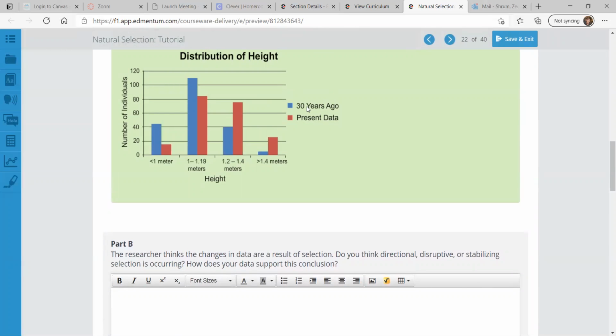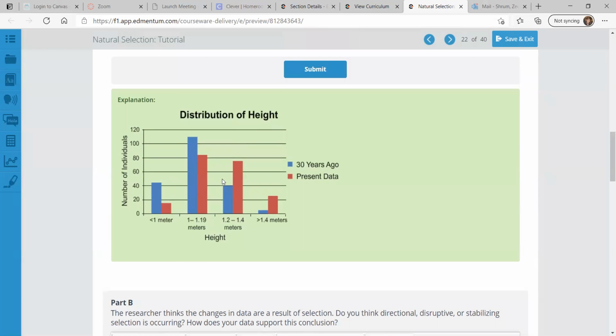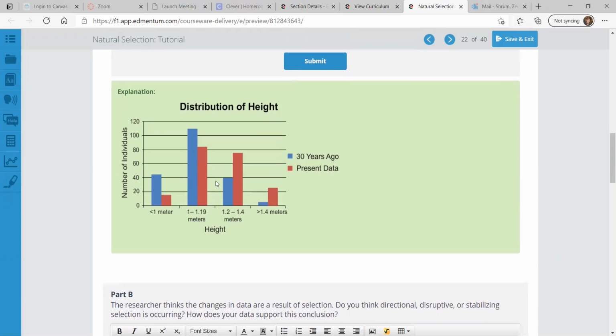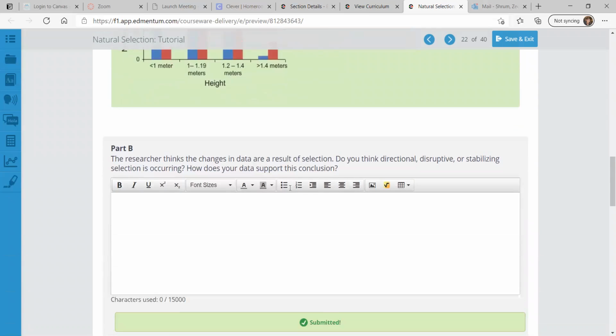So if you look at the old data, look at the blue, you can see that most were in the 1 to 1.19 meter section. And yet we see that over time in present day, you have more moving to this 1.2 to 1.4 meters. So there's more number of individual sheep that are taller than 1.19 than previously. So over time, it's shifting to larger bodies.